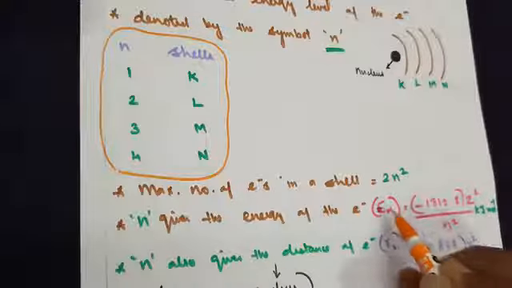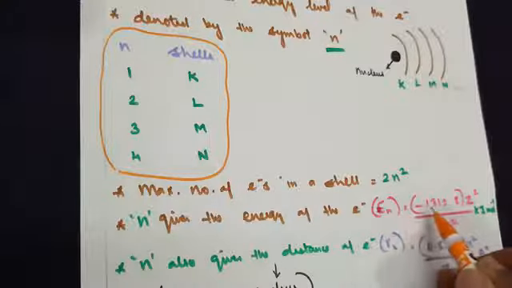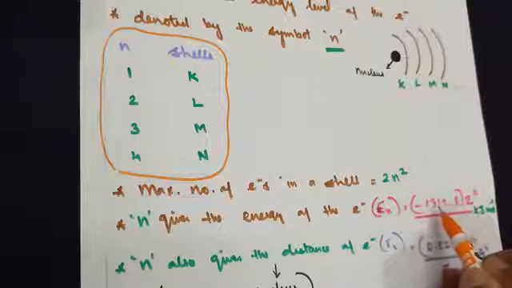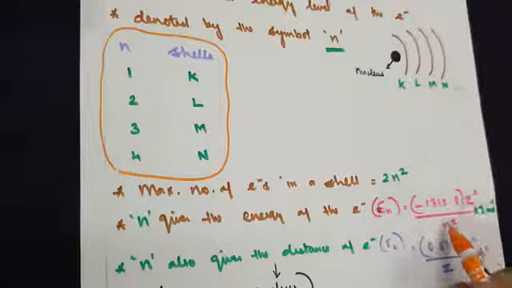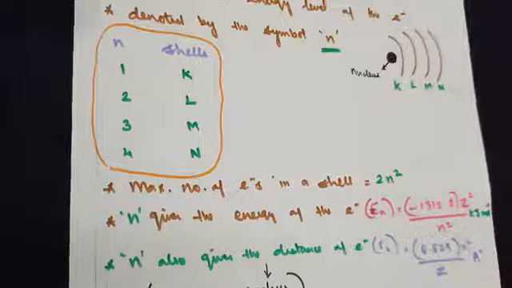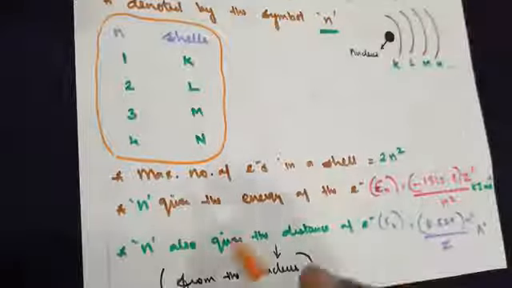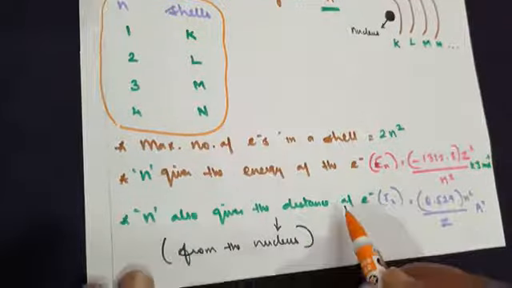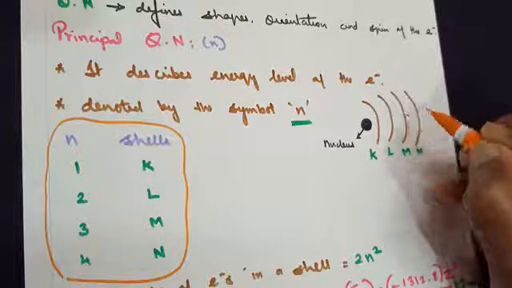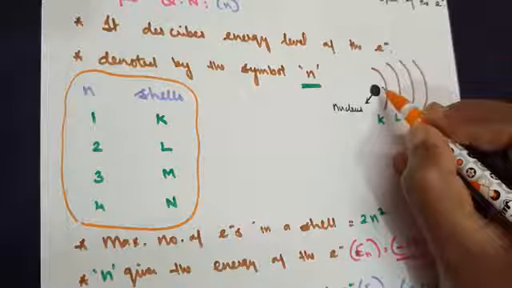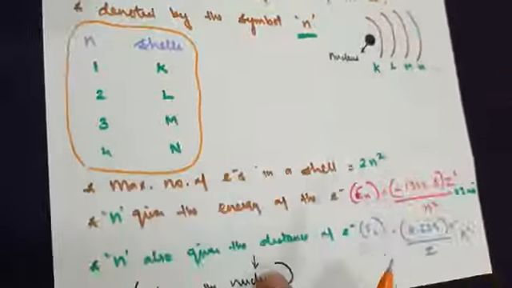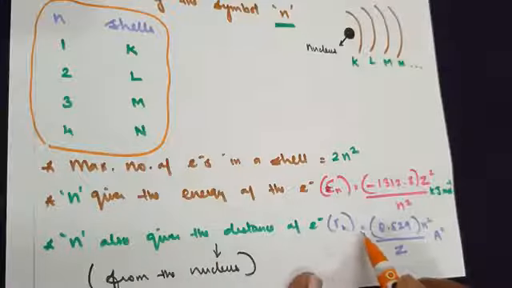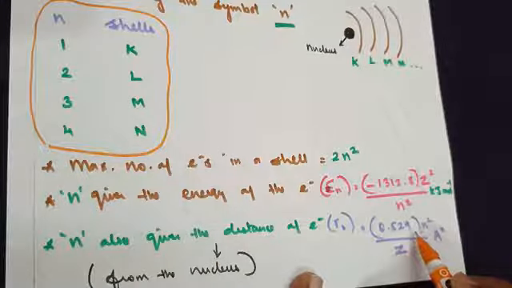The formula here is En equals minus 1312.8 Z square by n square kilojoules per mole. The principal quantum number also gives us the distance of the electron from the nucleus. Remember, if you have an electron in the n level, we can calculate the distance from the nucleus to the n level by this formula: Rn equals 0.529 into n square by Z, in angstrom.